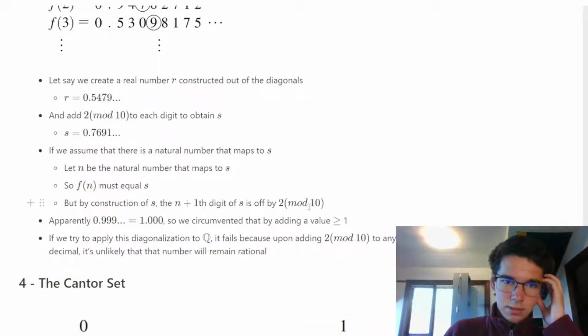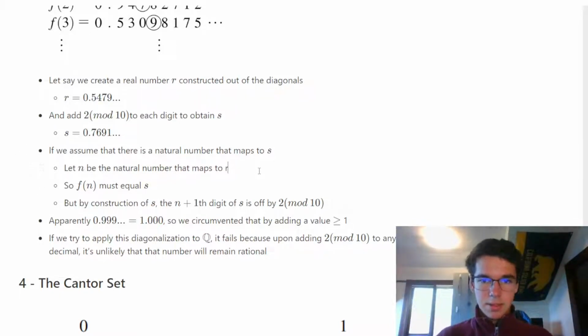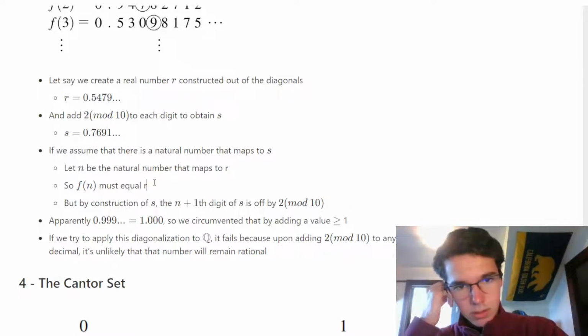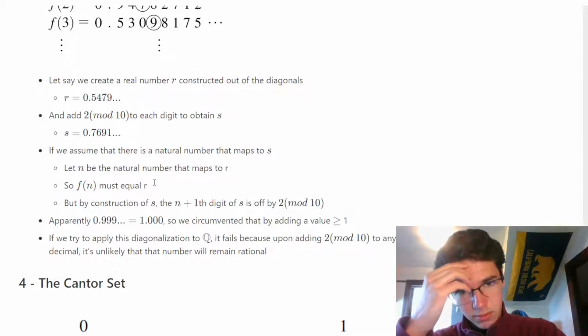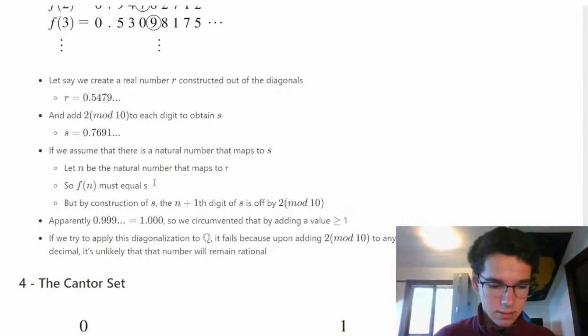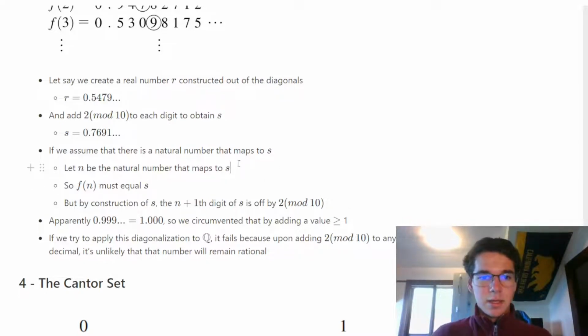Or sorry, let's say there is a number that maps to R. Actually, I guess it could be either way. No, let's just say S for now. So the nth natural number is going to map to our real number S, which is this.